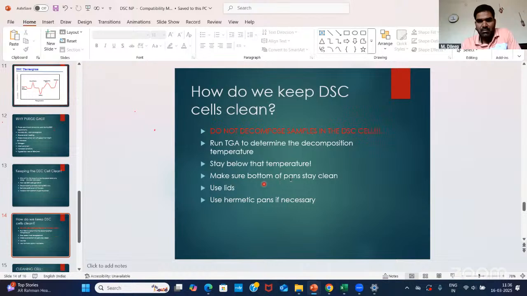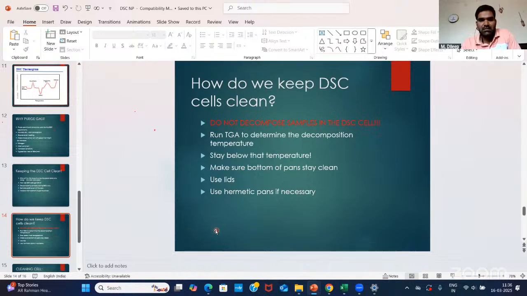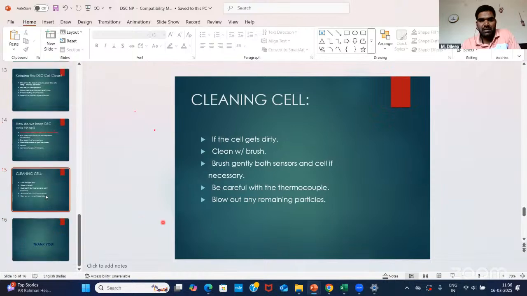Make sure the bottoms of the pans stay clean. We have to check that the bottoms are clean. We have to use the lids, and use hermetic pans if necessary. Cleaning cells: if the cell gets dirty, you have to clean it with a brush.